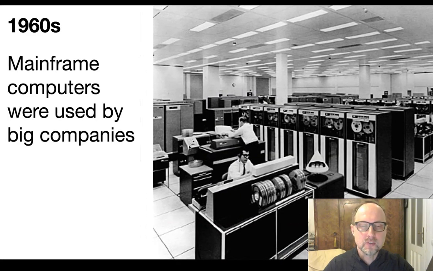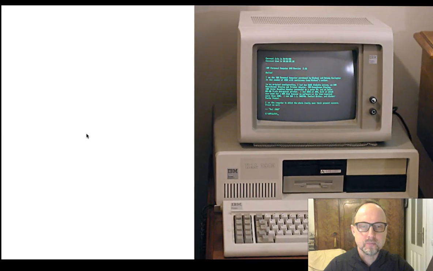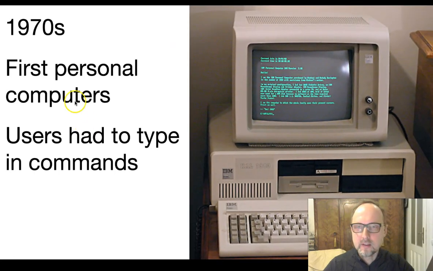If you look at the history of computing, in the 1960s, mainframe computers were used by big companies. These were what computers looked like in the 60s. They were very big and took up a lot of space. There were no personal computers. Only big companies and governments could use computers. Then in the 70s, the first personal computers came in, like this IBM computer. As you can see, there was no mouse, and if you wanted to do something, you had to type in a command. You had to write what you wanted the computer to do.